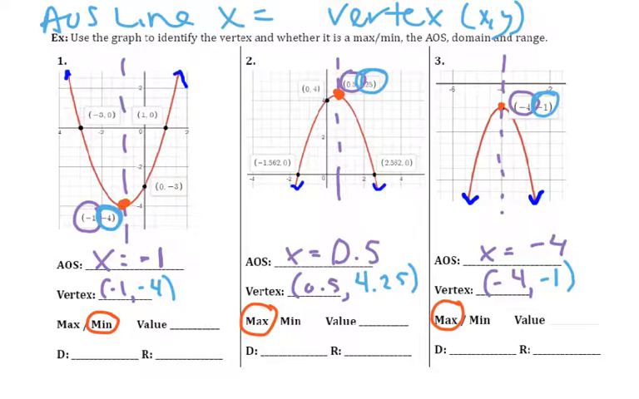So what we just did is identify if each vertex is a maximum or a minimum. Now we need to identify the value of the maximum or the minimum, meaning looking at your y's, what is the highest or lowest that it ever goes? So I'm actually going to use that blue color again because that number is going to be the same number here. So on number 1, the lowest that this graph ever goes is -4, which actually means that our range, which has to do with y, is going to go from -4 up to infinity.